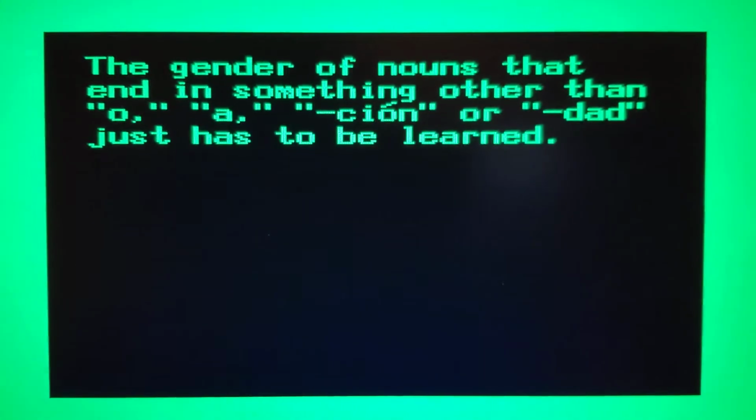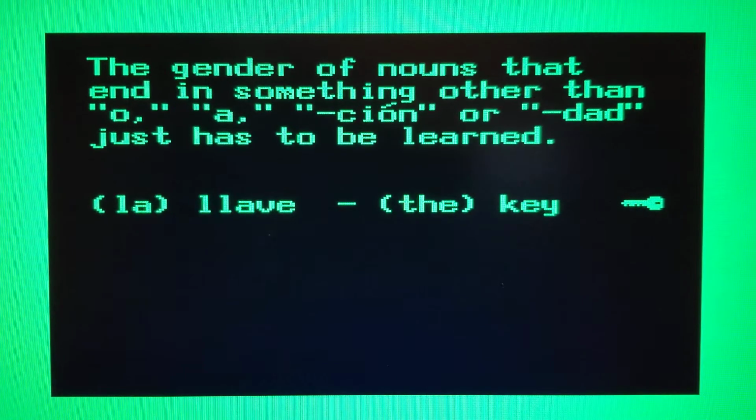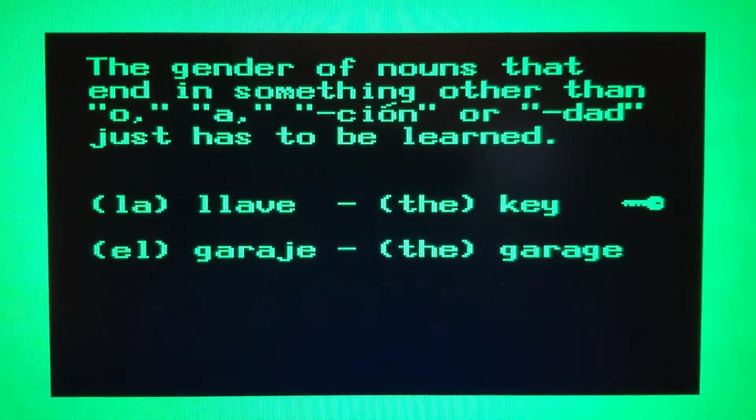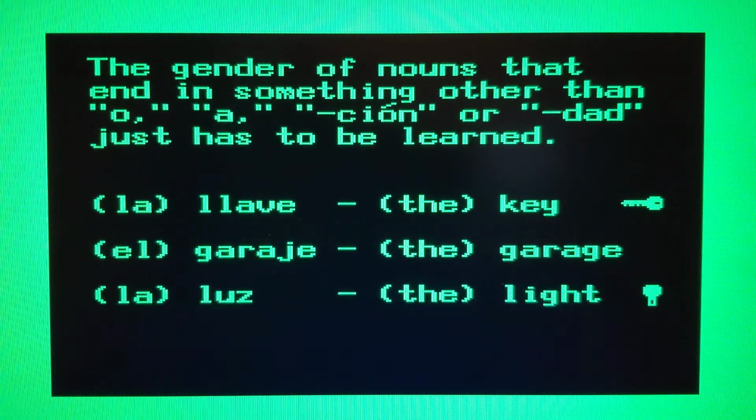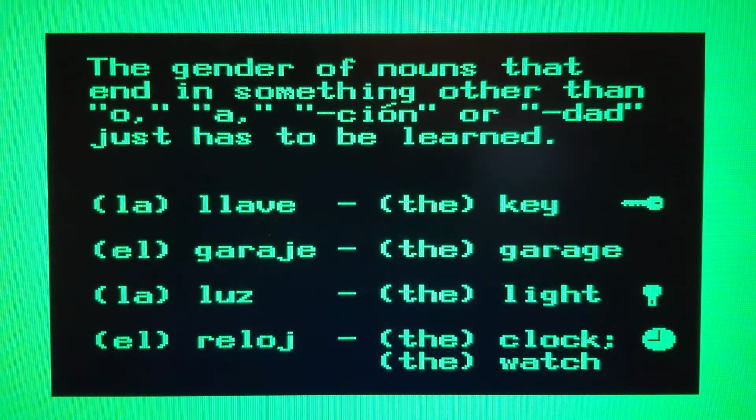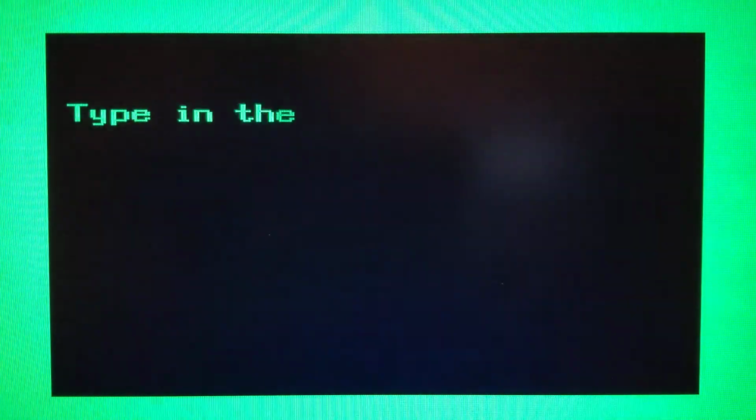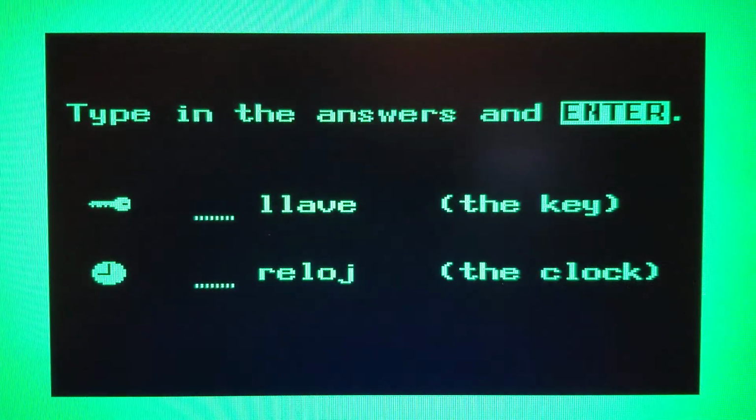The gender of nouns that end in something other than o, a, sion, or dad just has to be learned. La llave, el garaje, la luz, el reloj. Write the correct words to say the key and the clock.